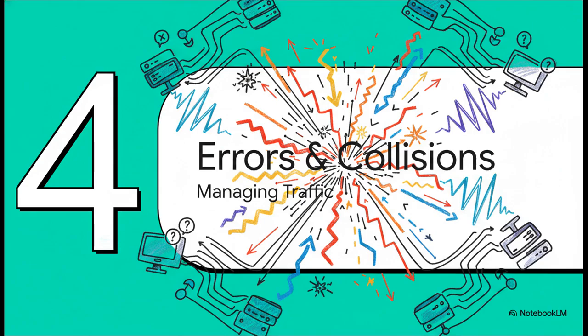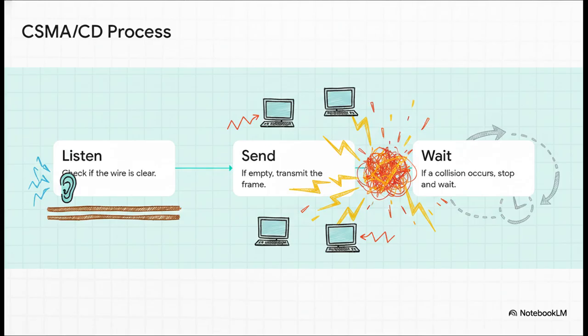Let's look at what happens when traffic goes wrong. Because in networking, devices are basically constantly trying to talk over each other.